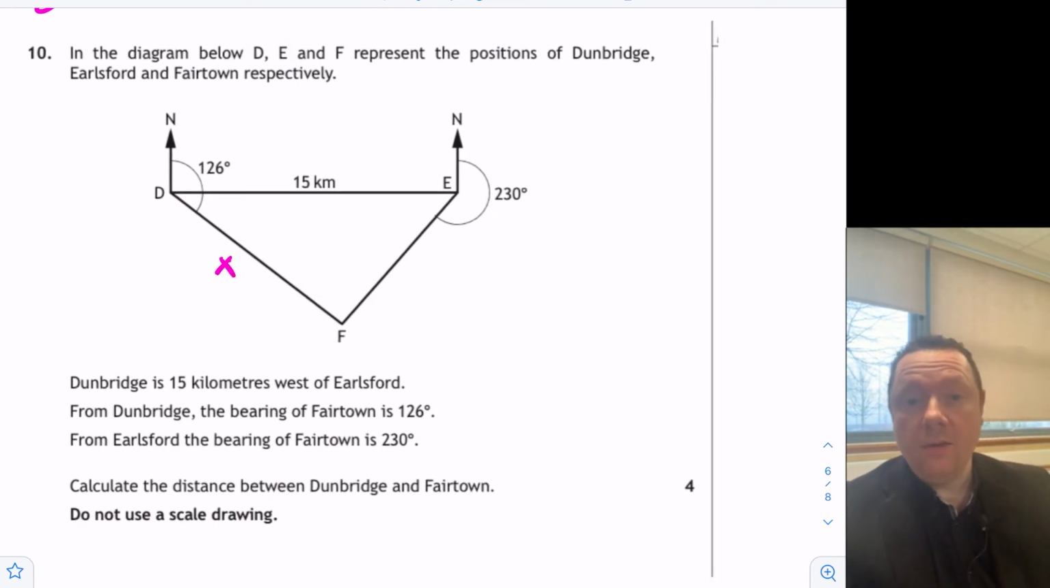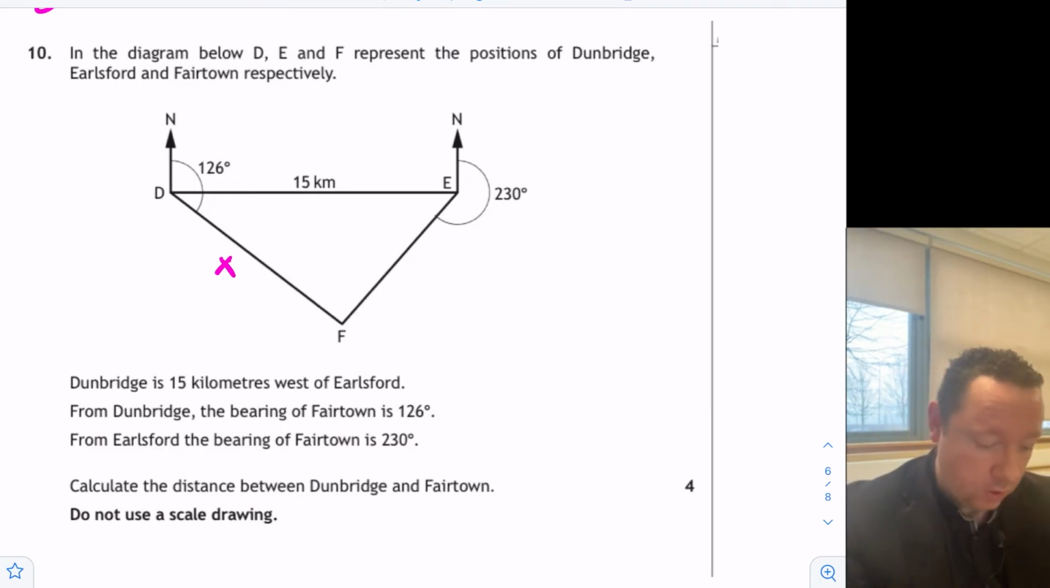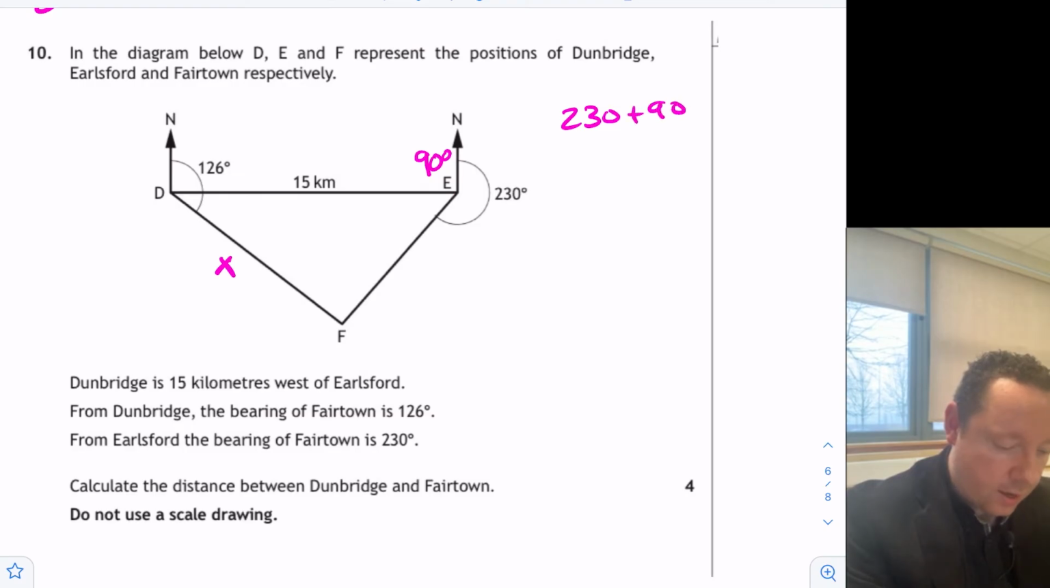No other information given. So again, the strategy is the same as before. We're trying to find angles inside the triangle, so we can use the sine rule or the cosine rule. Let's just start on this bit here. You've got north and east. That's clearly a right angle, so I can write 90 degrees. And then angles round a point add up to 360. So I can do 230 plus 90, which is 320, giving me 360 minus 320, which is 40 degrees. I can put 40 degrees inside this triangle there.